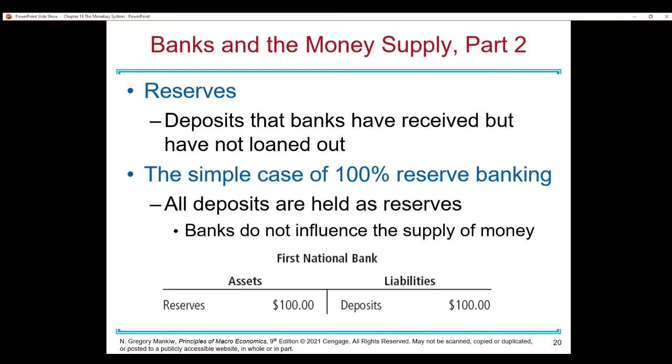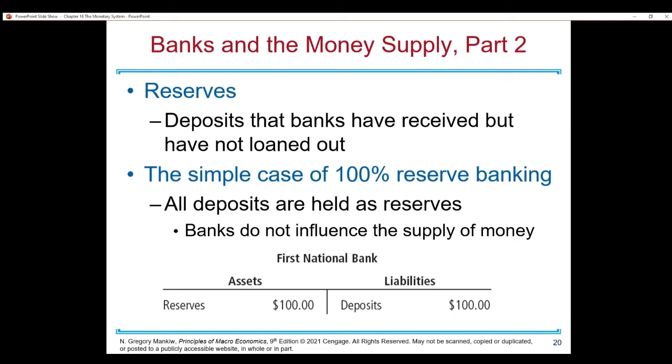So in this banking style, you're going to go to a bank with $100 of your money. You're going to deposit that money into a bank, right? Deposits are the money that the bank is now holding for you.